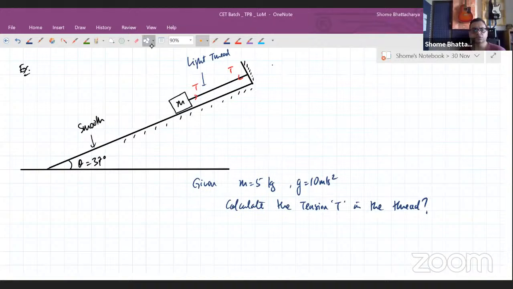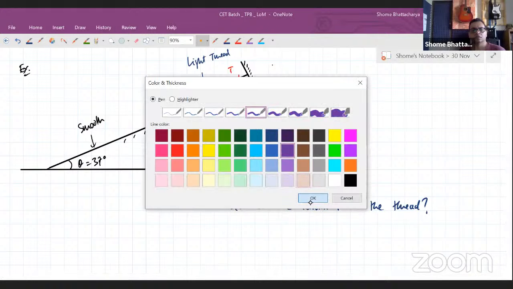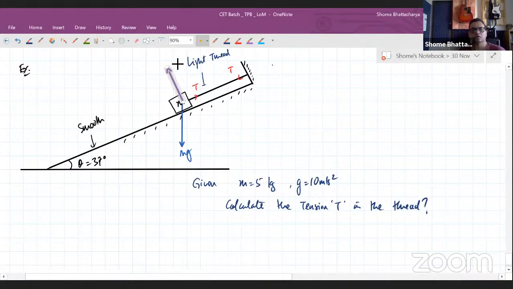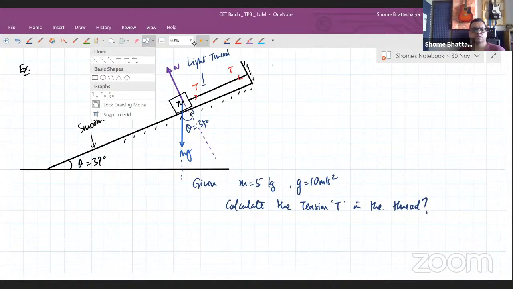Very good. So you can consider the forces acting on the block as weight mg and normal reaction N. You can understand in this diagram this angle will be 37 degrees. So when you make the free body diagram, we'll have to take that into consideration.